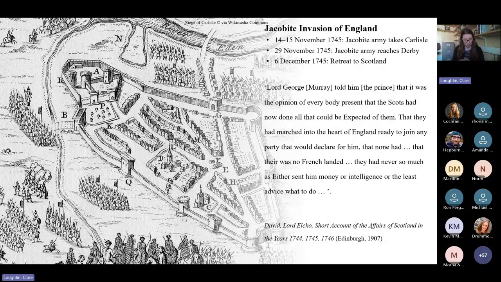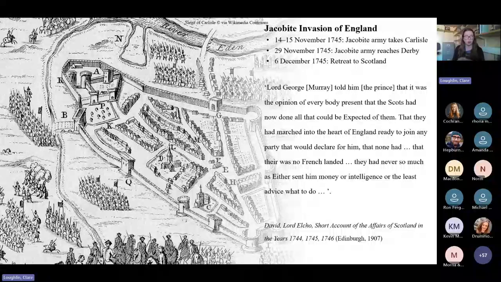So on the 6th of December 1745, we have a meeting of Charles's military council led by Murray, and it overrules Charles's objections and says that the Jacobite army is going to turn back to Scotland. Now, notes of the council that survive show us the divisions that are really riven through this movement.